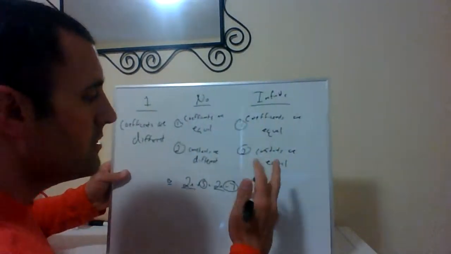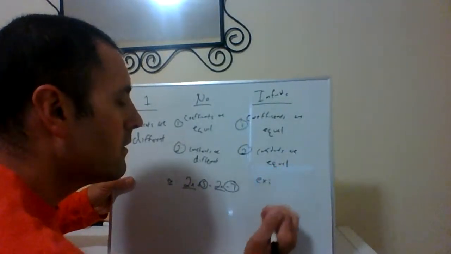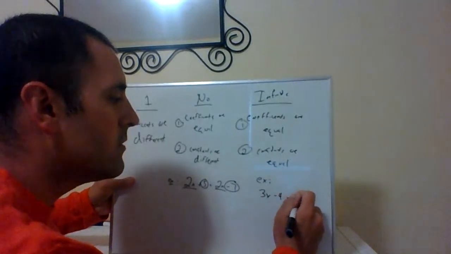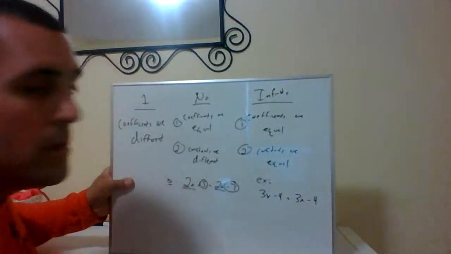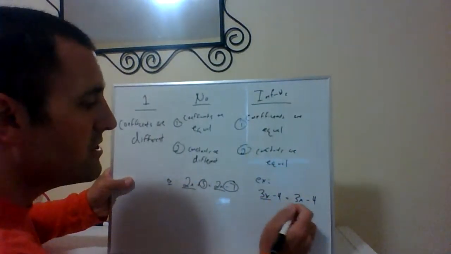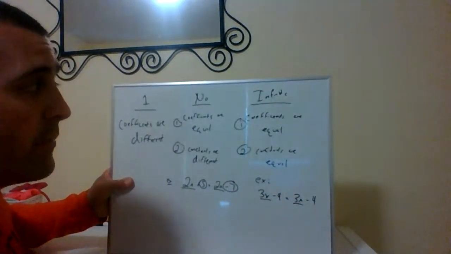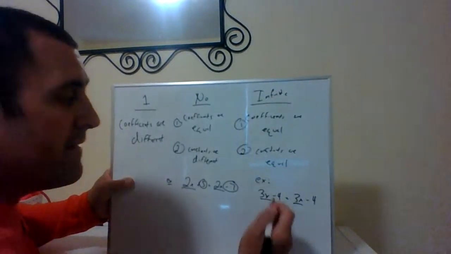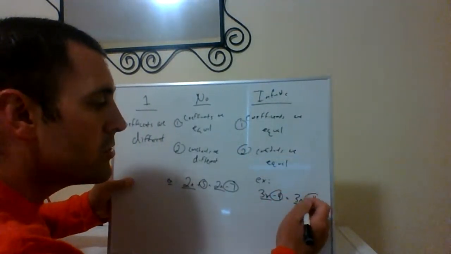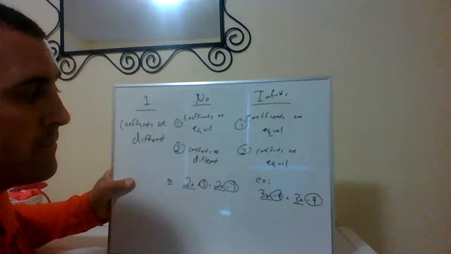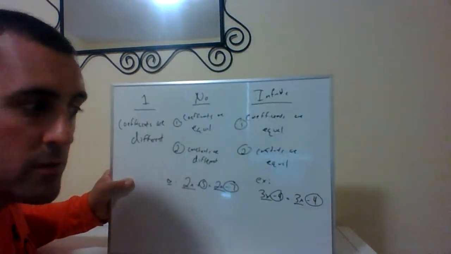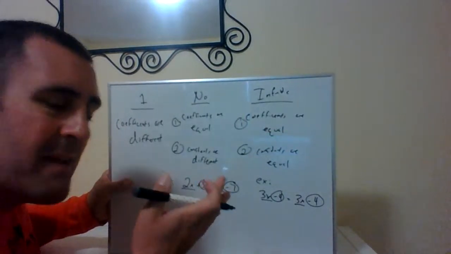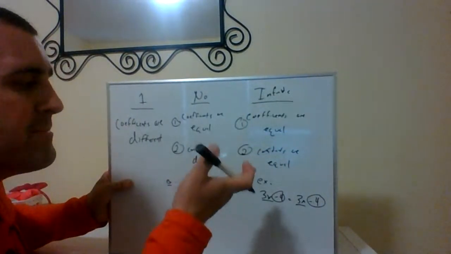For infinite solutions, okay, 3x minus 4 equals 3x minus 4. Coefficients are the same. That tells us right away it's going to be either infinite or no solutions. Then the constants are also the same, which tells us it's infinite solutions. Okay? Please remember, it's not only the same number, but also the same sign.